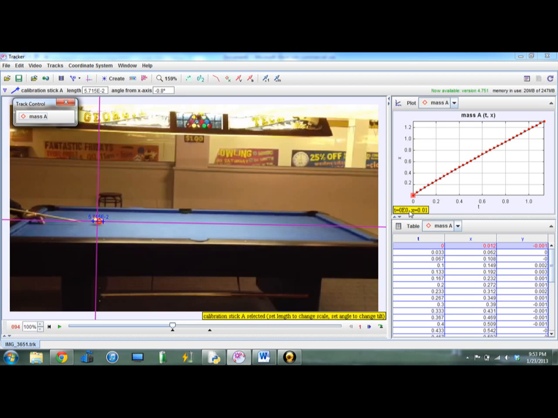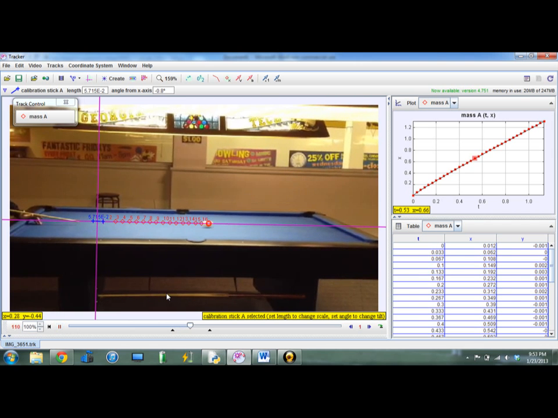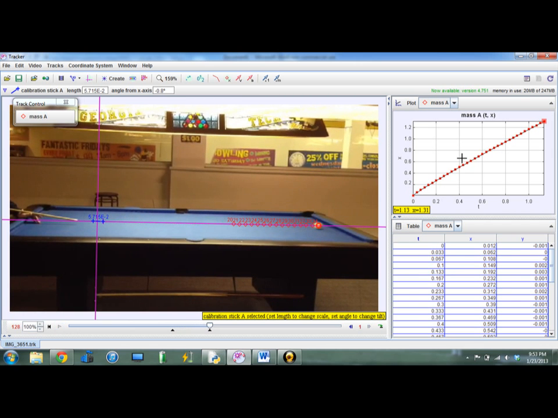So for my physics experiment, I filmed a pool ball going across a pool table. I started it right after the pool ball was hit, and it ends just before it hits the table. As you can see on the top right, it goes relatively linear at a constant velocity.